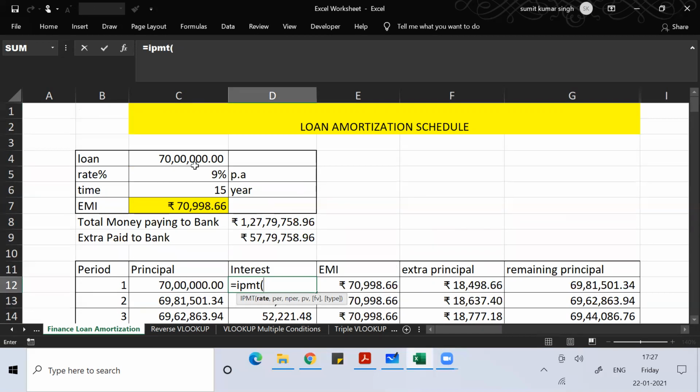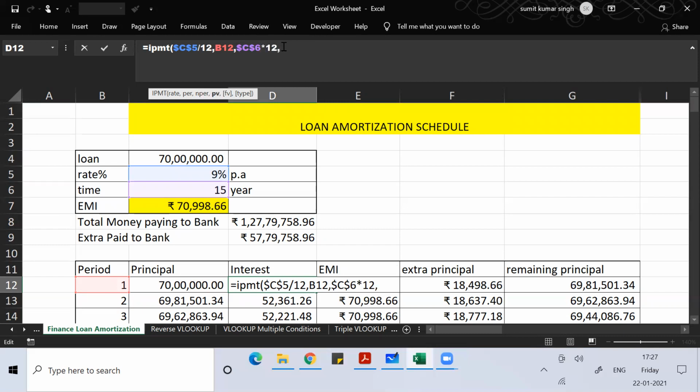Here your rate will be 9% divided by 12. That will be your rate, comma. PER means which period this is: first period, comma. NPER, what is NPER? NPER is 15 into 12, so 180.